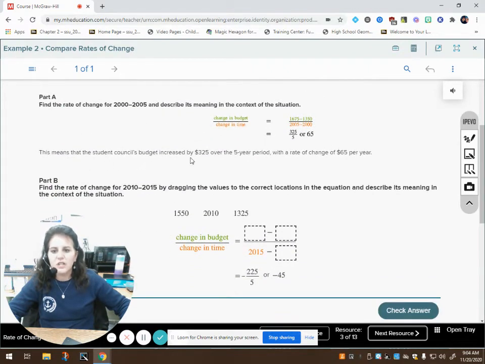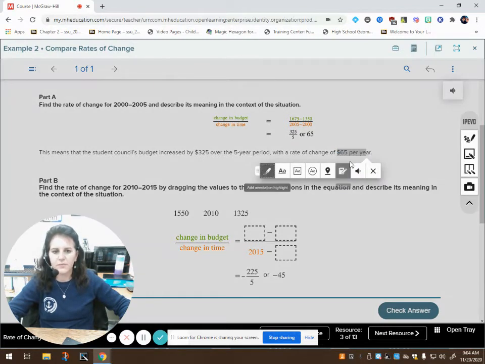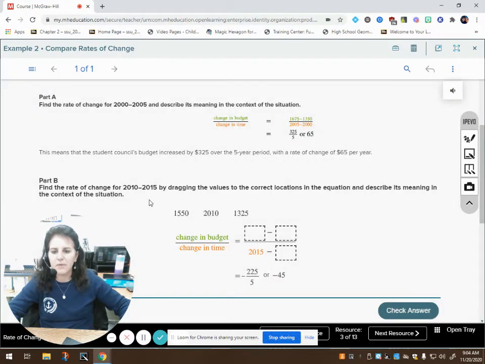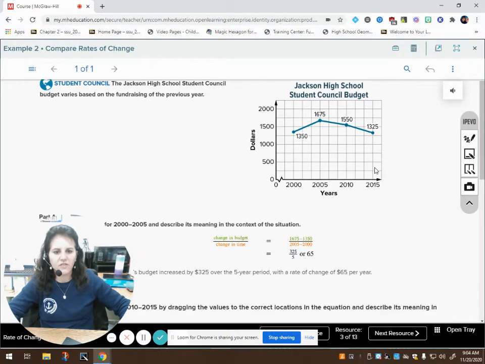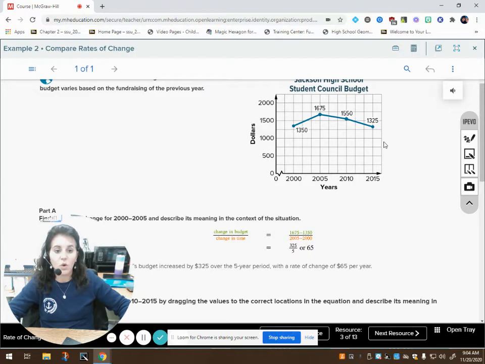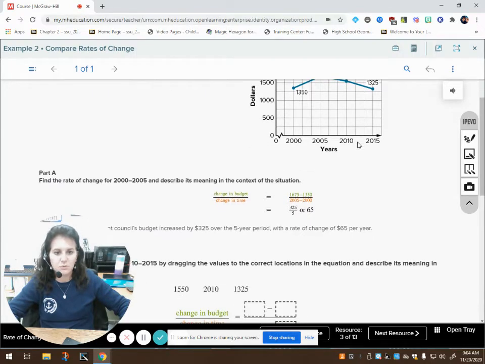This means that the student council's budget increased by $325 over a 5-year period with a rate of change of $65 per year. So then it asks us to do the same thing, but looking from 2010 to 2015. Well, from 2010 to 2015, it went up. Here it's 1550 and here it's 1325. So we can see now that it's going down.